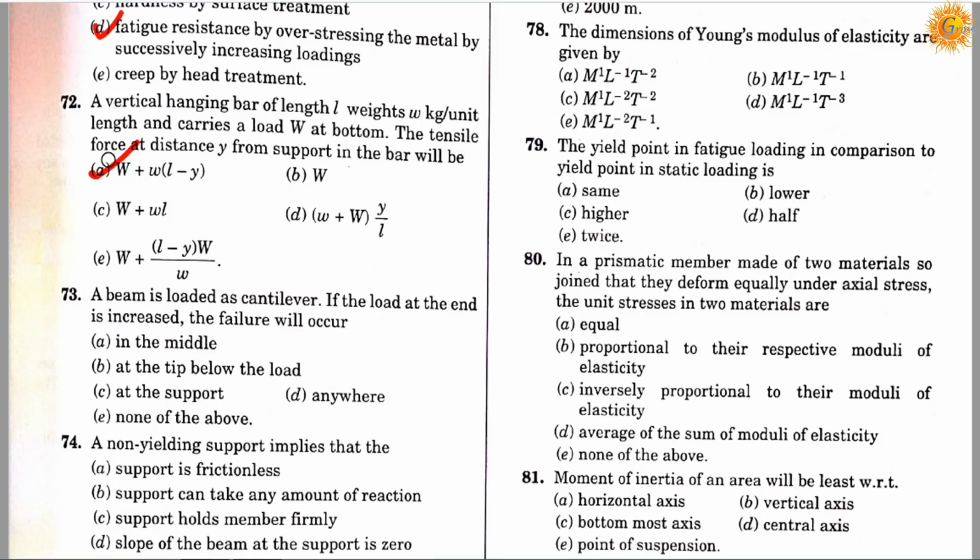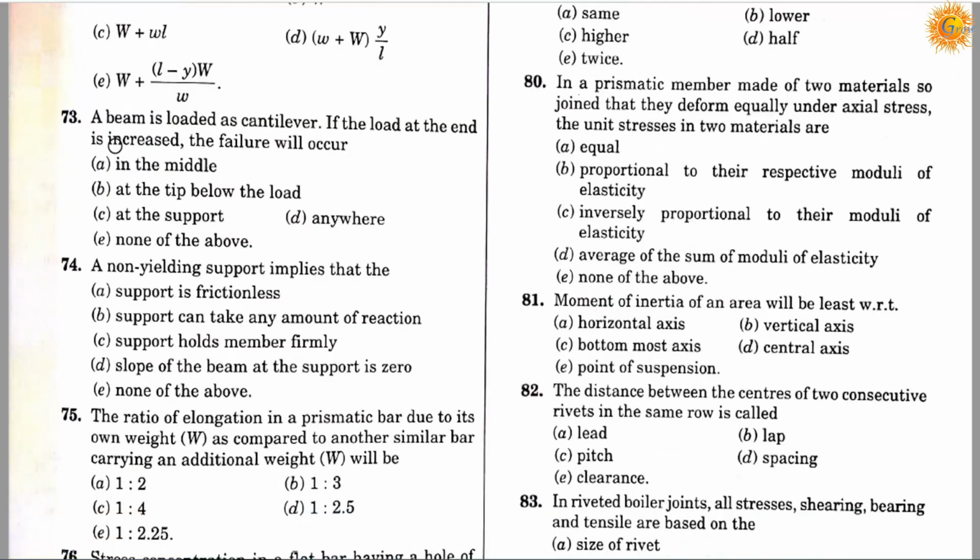Question number 73. A beam is loaded as cantilever. If the load at the end is increased, the failure will occur: option A, in the middle; option B, at the tip below the load; option C, at the support; option D, anywhere; option E, none of the above. Correct answer is C, it's at the support.